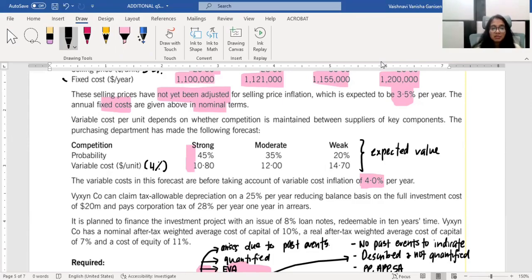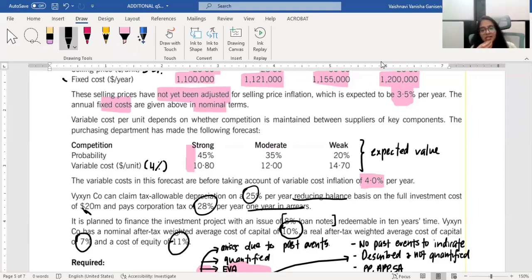Now, Vixen can claim tax allowable depreciation on a 25% reducing balance basis for the full investment cost of 20 million. You pay tax of 28%, 1 year in arrears. It is planned to finance the investment project with an issue of 8% loan notes redeemable in 10 years' time. Vixen has a nominal after-tax WACC of 10%, a real cost of capital of 7%, and a cost of equity of 11%. Guys, he has given you so many discount factors.